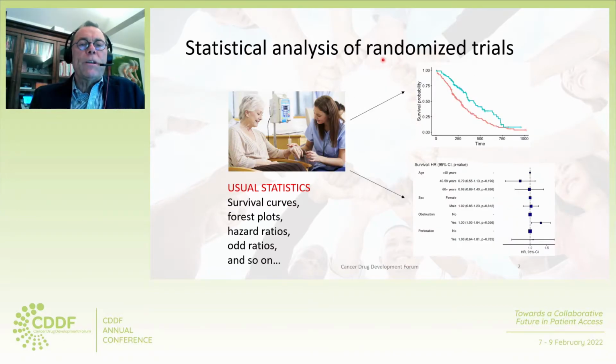So when we do the statistical analysis of randomized clinical trials, as statisticians, what do we do? We actually use the so-called conventional statistics that you've all seen. We calculate survival curves, we compare survival curves, we calculate forest plots for subset analyses, we compute hazard ratios, odds ratios, and all kinds of statistics. And if you think of it, these analyses have two problems.